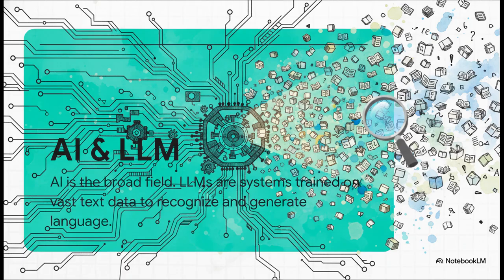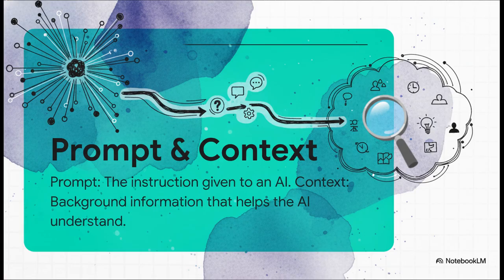Think of the LLM as the brain we're talking to. It's not really thinking, though. It's more like a super-powered prediction machine that's been fed pretty much the entire internet. Its whole job is just to guess the next best word in a sentence. It's a pattern matcher, not a philosopher. So, how do we get this brain to do what we want?